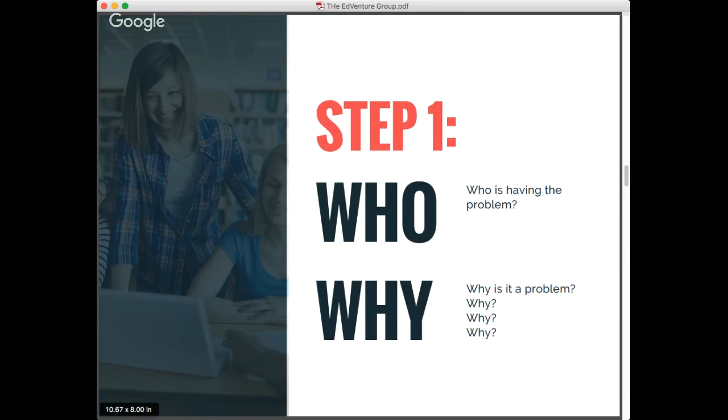So for CS Adventure, it was an after-school program, a summer camp actually, for students in grades 3 through 8, female students, to learn about computer science, coding, and to really have exposure into that field. And we knew that the problem was that there weren't enough young students, female students, interested in computer science. So who is having the problem? Young students in the young pivotal grades of 3 through 8th grade, that's who's having the problem. We're not seeing them involved in computer science. And why is it a problem?